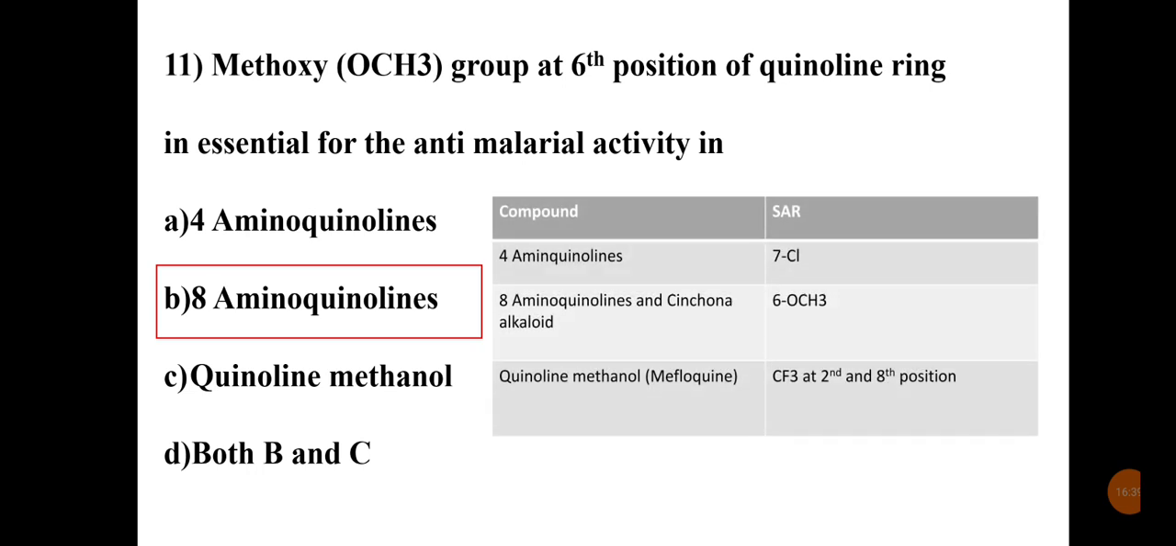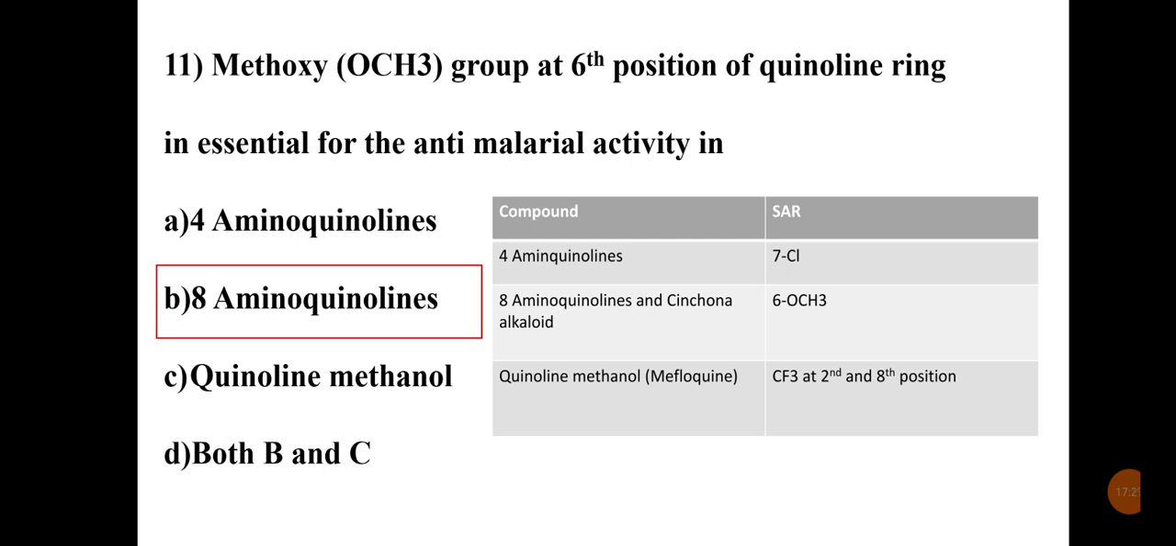Just see some important points regarding the SAR. First of all, in 4-aminoquinolines, the important point in the SAR is that the 7 position is substituted with chlorine. Then in 8-aminoquinolines and the cinchona alkaloids, at the 6th position there is a methoxy group. And in quinoline methanol, what is the example? That is mefloquine. So CF3 at the 2nd and 8th positions in mefloquine. Meflo, that flo means fluorine, and the positions of that fluorine are the 2nd and 8th.